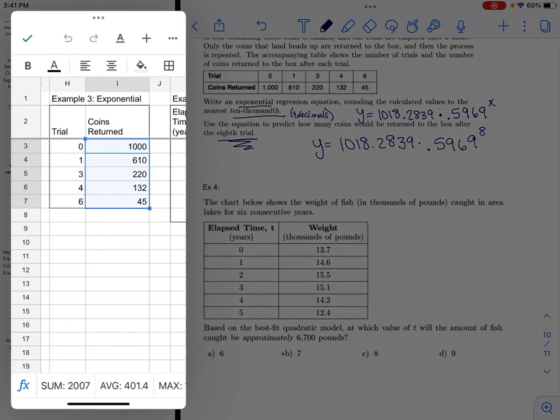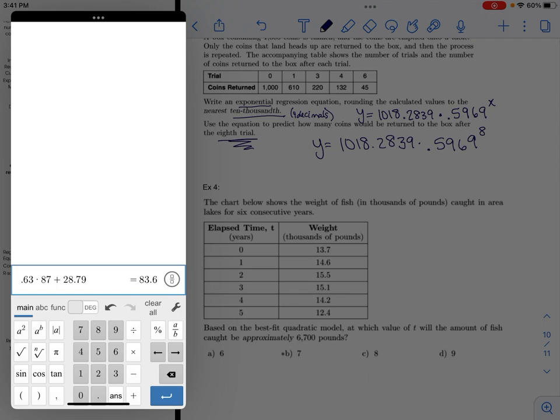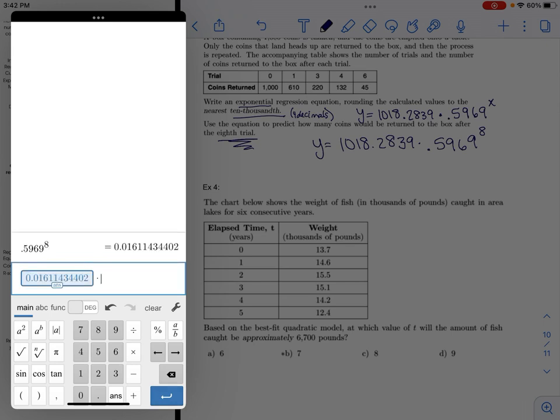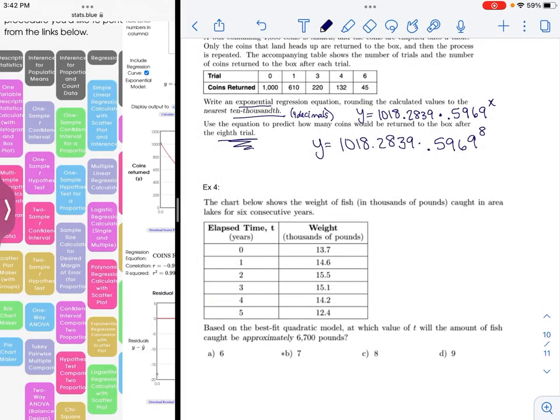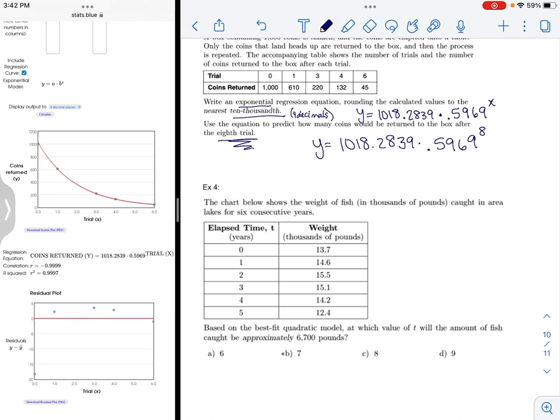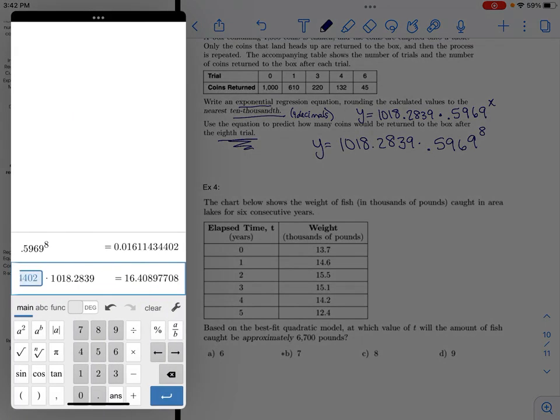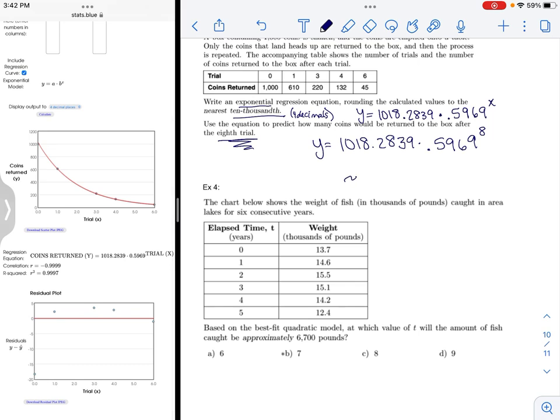And then in your calculator, you'll just go ahead and solve this. So you take 0.5969 to the 8th power, and then you'll multiply that by your 1,000 number to solve. So Y, or the coins returned, is actually about 16, because you can't have part coins. Okay?